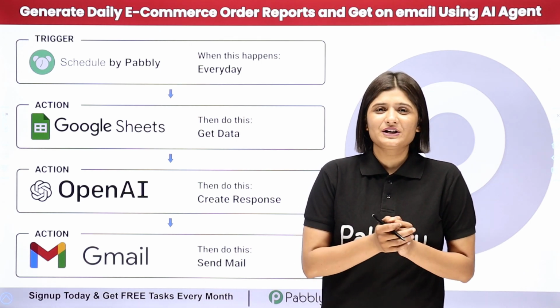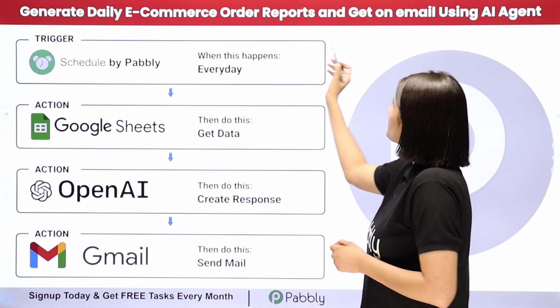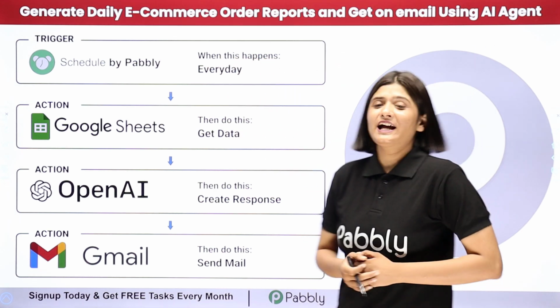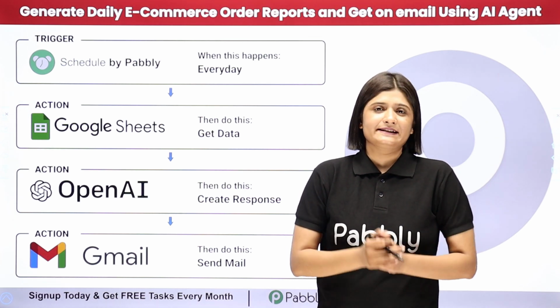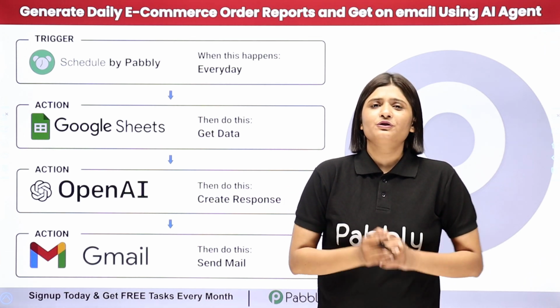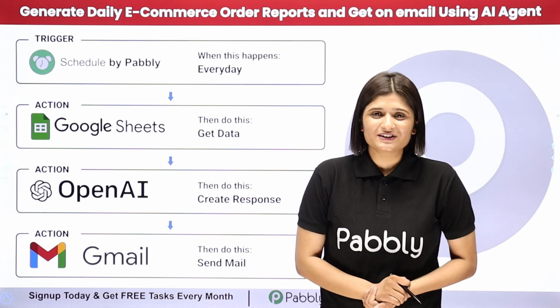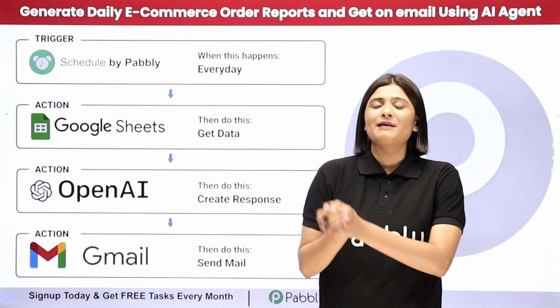In this video, we are going to learn how to generate daily e-commerce order reports and get them on email using an AI agent. So let's suppose I'm running an e-commerce store and I want to get my daily sales. Doing this manually will consume a lot of time, so I've completely automated this process, and to do this automation, I'm going to use Pabbly Connect.